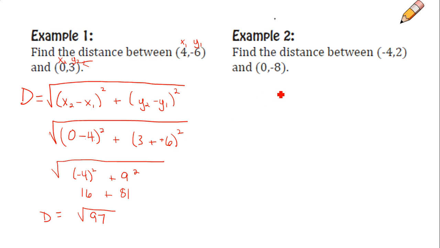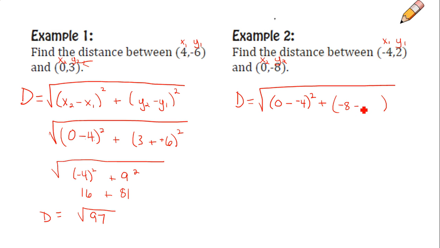Let's go ahead and try the second example. We're going to do the same thing. This time I'm not going to write the formula because we already see it to the side there. Let's just plug in those values. X, Y, X, Y. This is from the first point. This guy is the second point. So we'll just go ahead and plug them in. So we have x2 minus x1, -4 squared, plus y2, -8, minus y1, 2 squared.